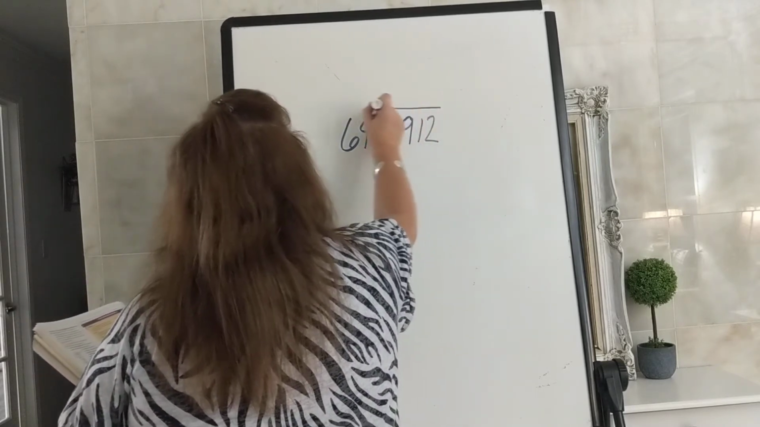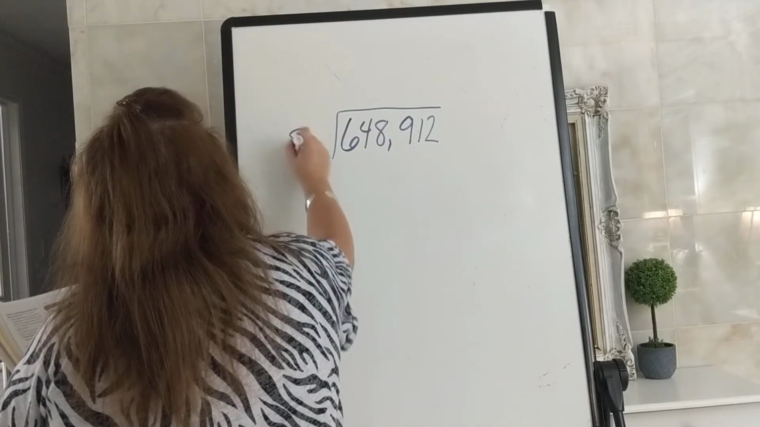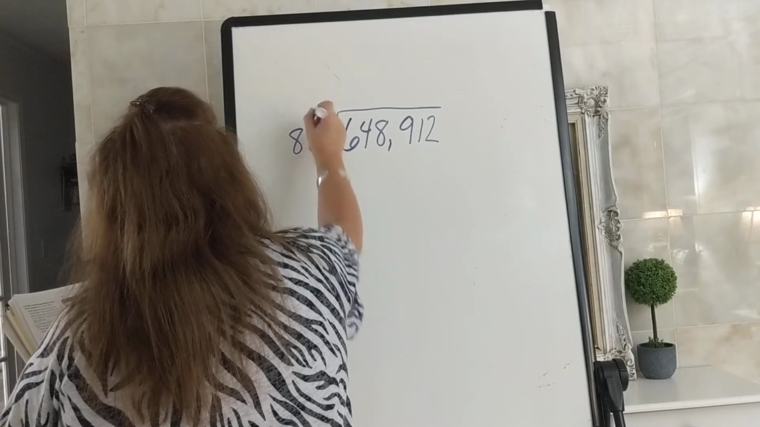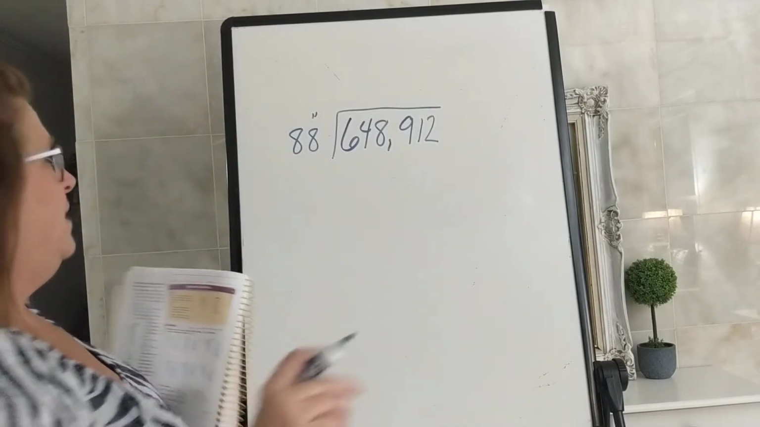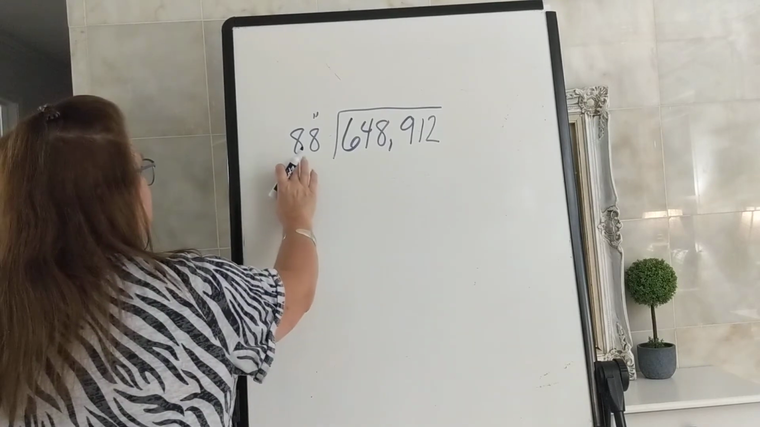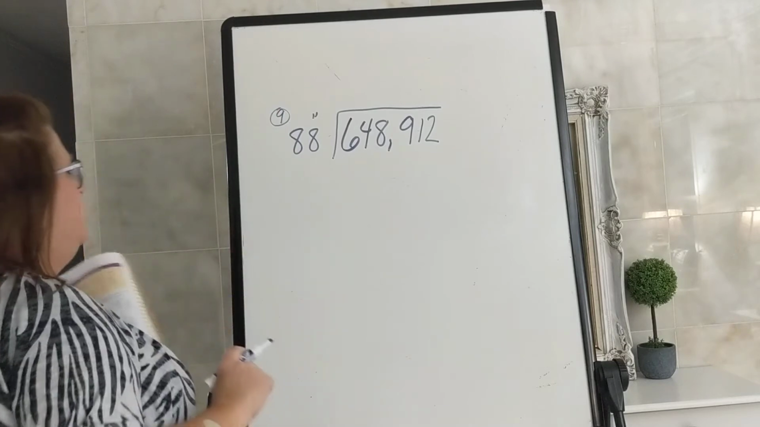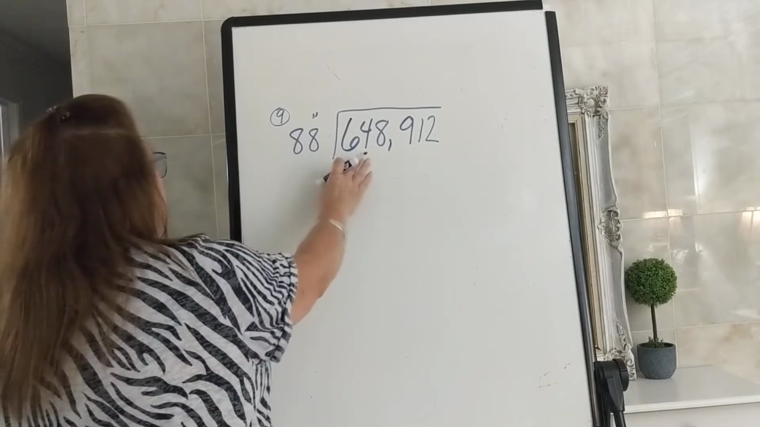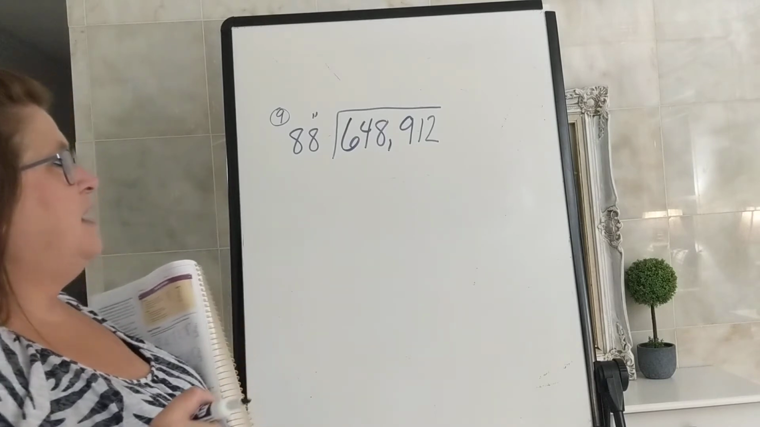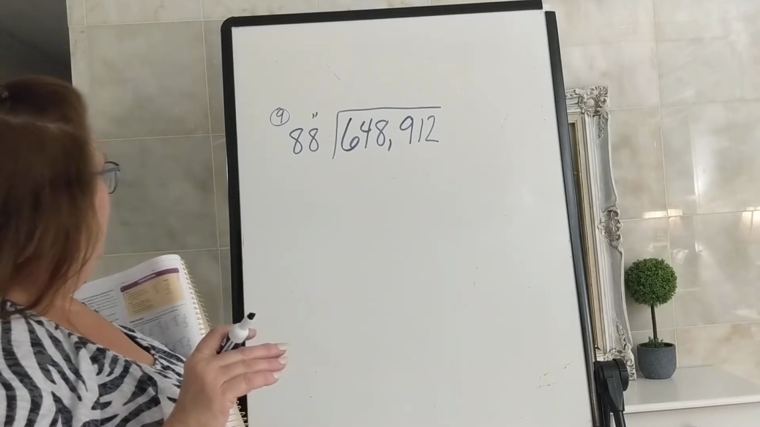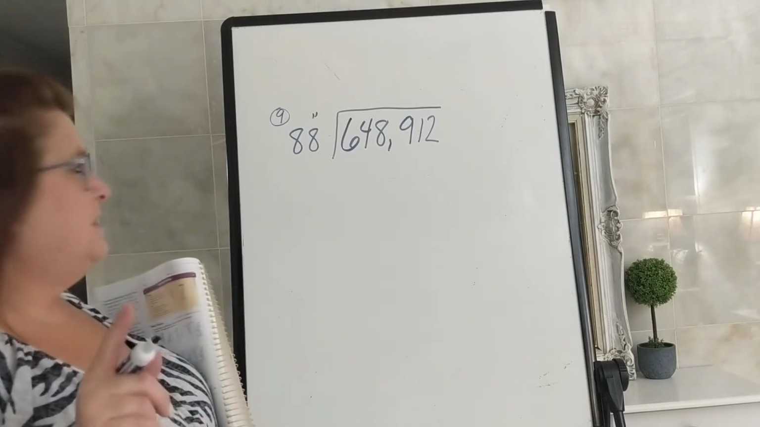648,912 divided by, what do we have? 88. So we look at our second digit, it is an 8. It's 5, 6, 7, 8, or 9. So we know we have to add 1 to our first digit. So our pretend divisor will be 9. How many times will 9 go into 64? Well, 9 times 5 is 45, 9 times 6, 54, 9 times 7, 63. So let's try a 7.